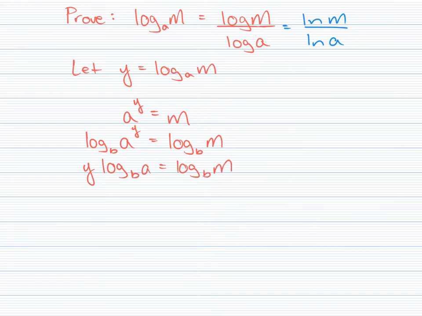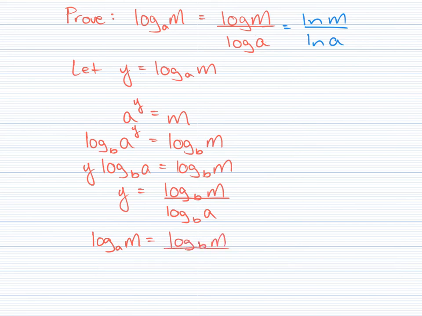Now, if I want to solve for y, I can divide both sides by log base b of a. So I'll end up with y equals log base b of m divided by log base b of a. Since we initially defined our y value up here as log base a of m, I can substitute one last time, and I can show that log base a of m equals log base b of m divided by log base b of a.